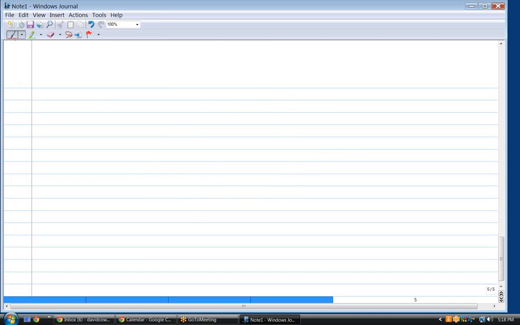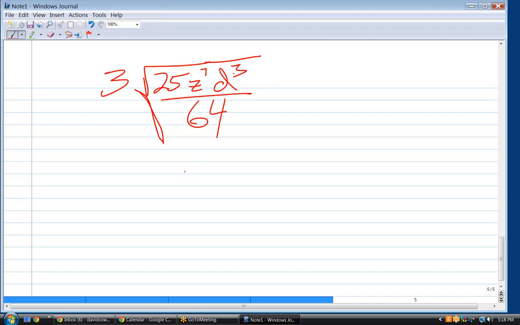So, and then they start getting into more complex problems like 3 square root of 25c to the 7th power d to the 3rd power over 64. And the number on the outside is a square root, so it's 3 square root, like 3 to the 3rd power for the outside.